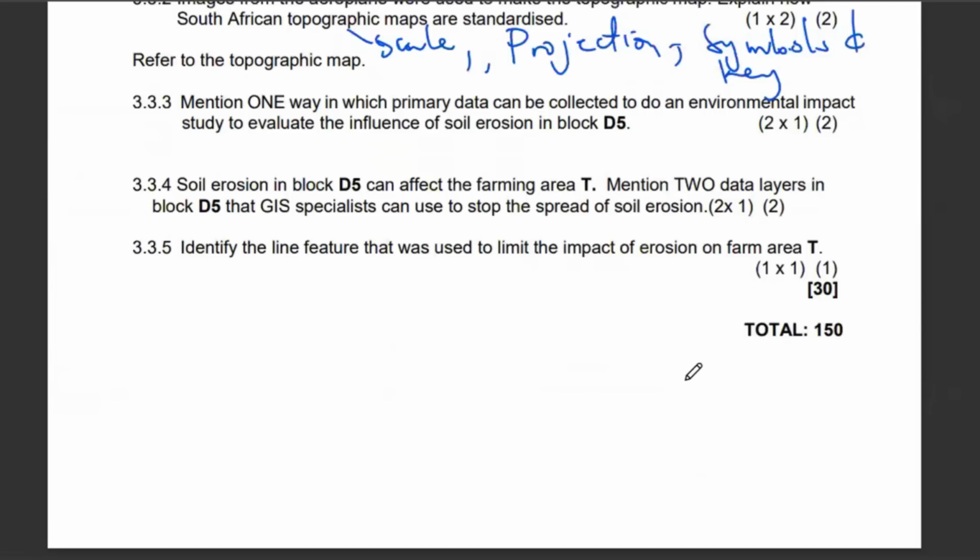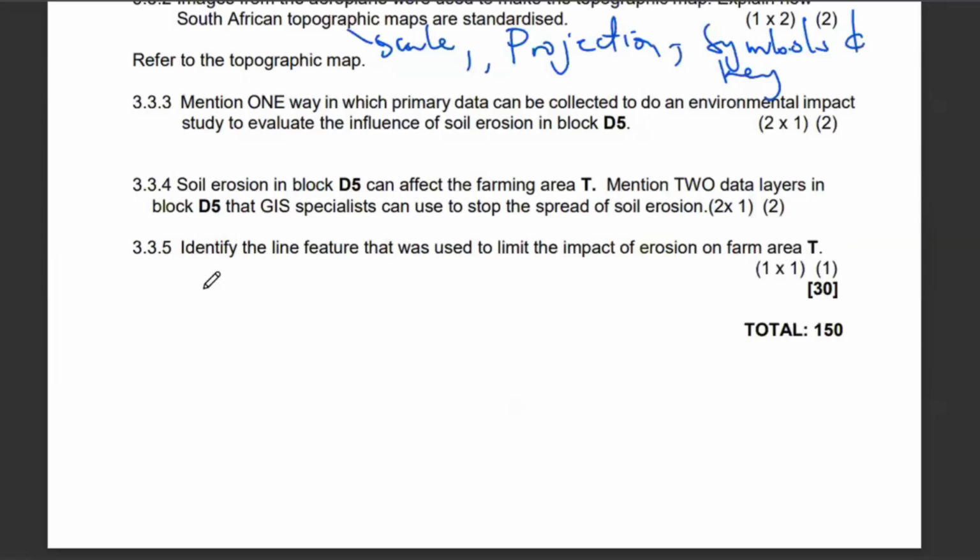And also we can apply remote sensing techniques to access the data. For example, using drone systems, we can use a drone to view the area and get primary information on the area so that we can do an environmental impact assessment. Soil erosion in block D5 can affect farming, the farming area T.